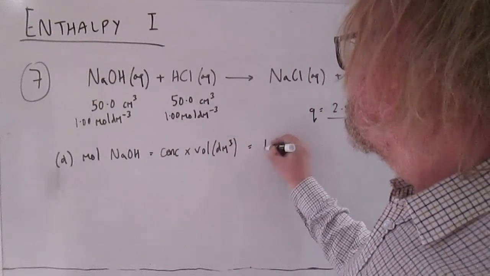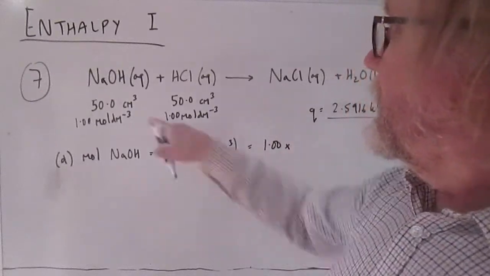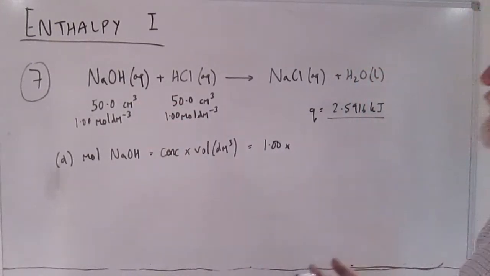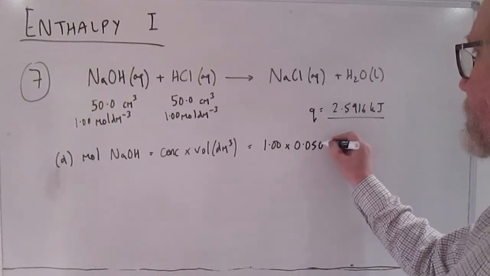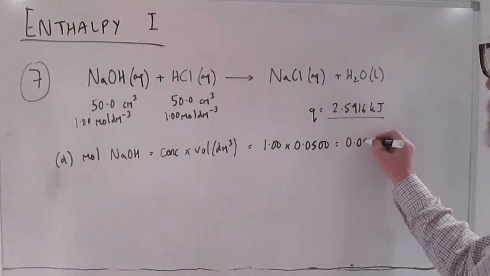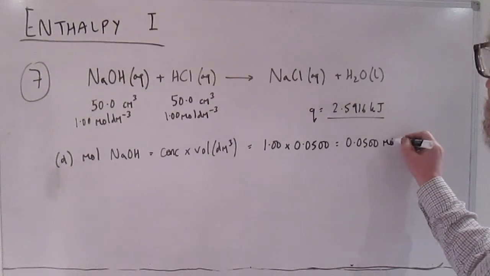So that's 1.00, and it's 50 cm cubed, but remember that's got to be dm cubed, so you divide by 1000, so times 0.0500 is 0.0500 moles.